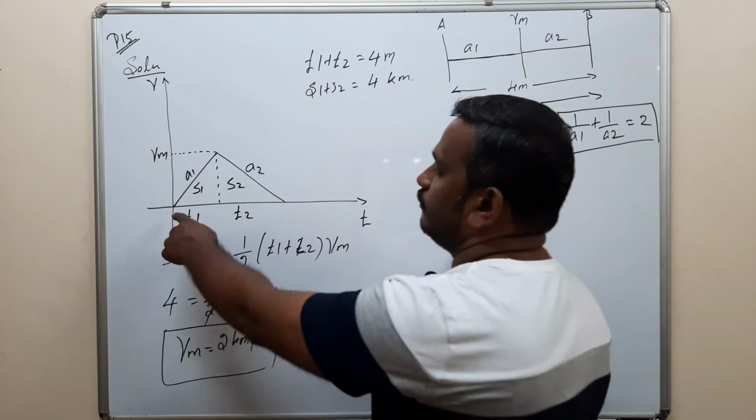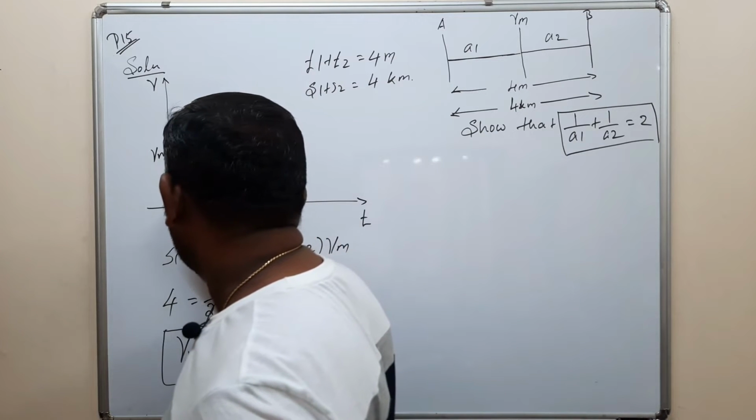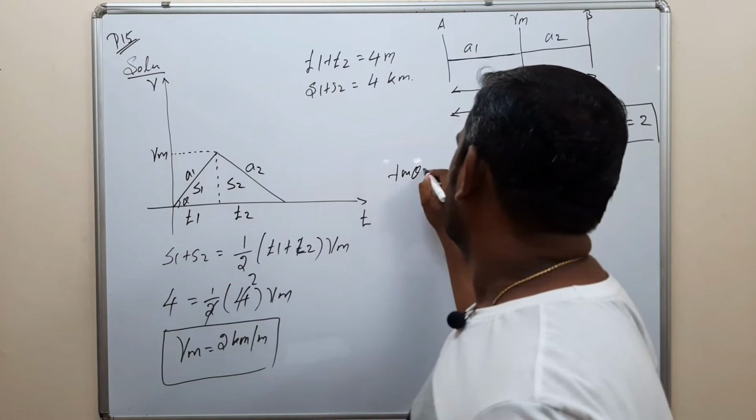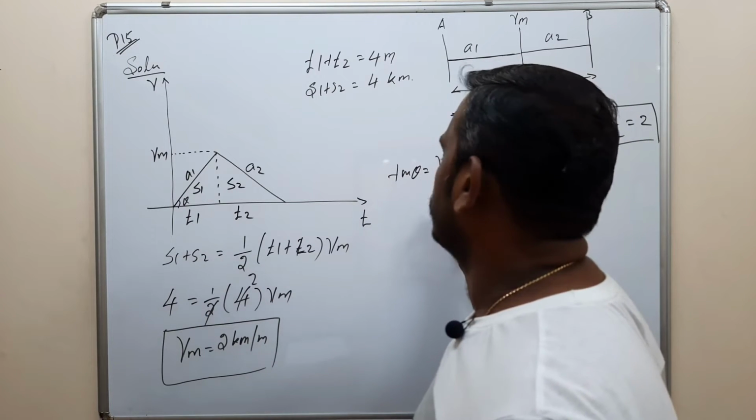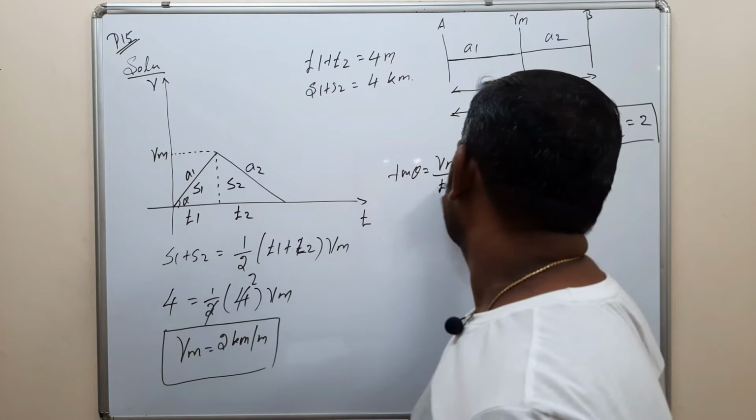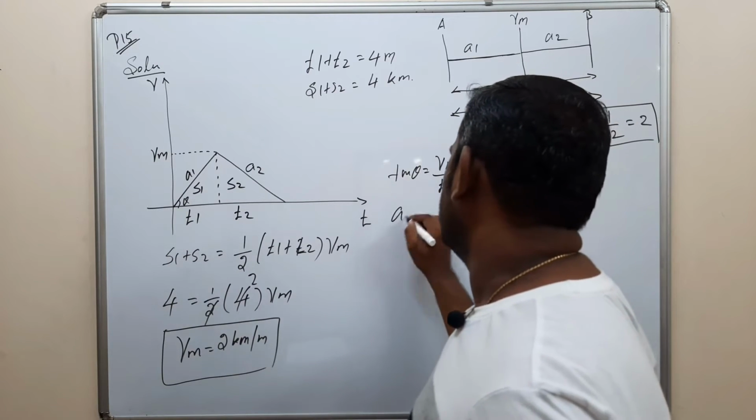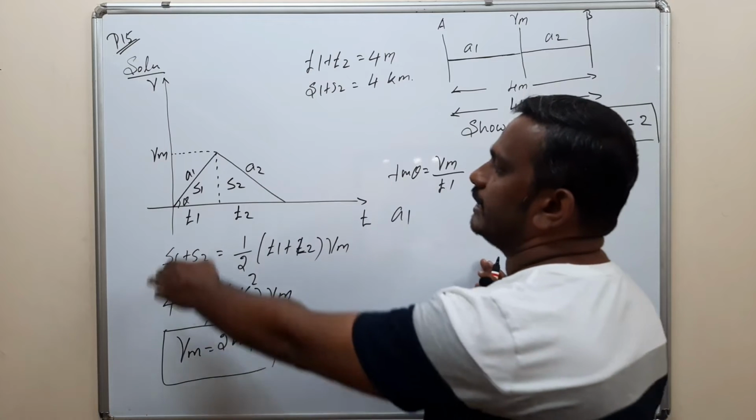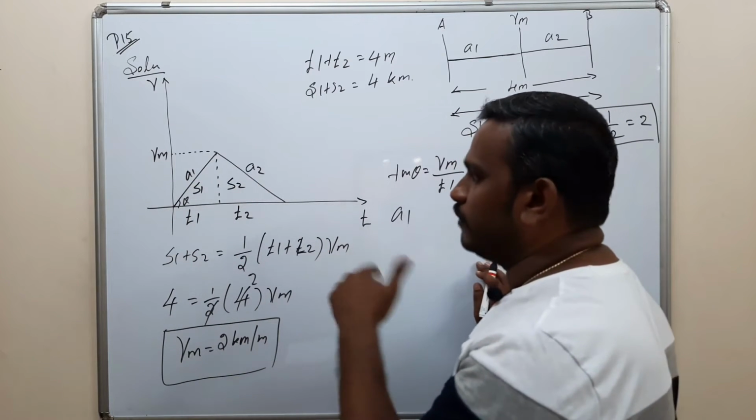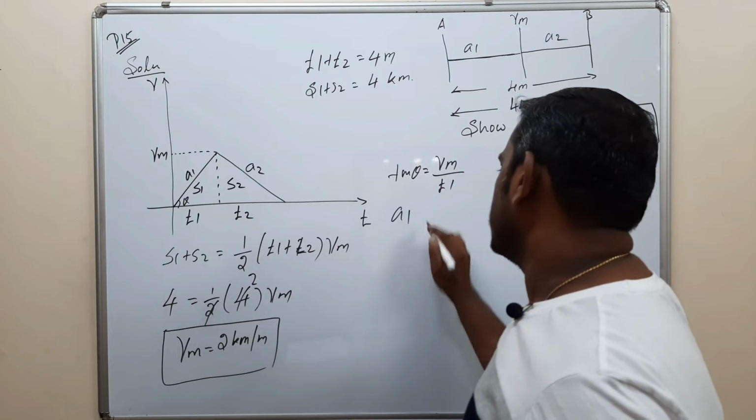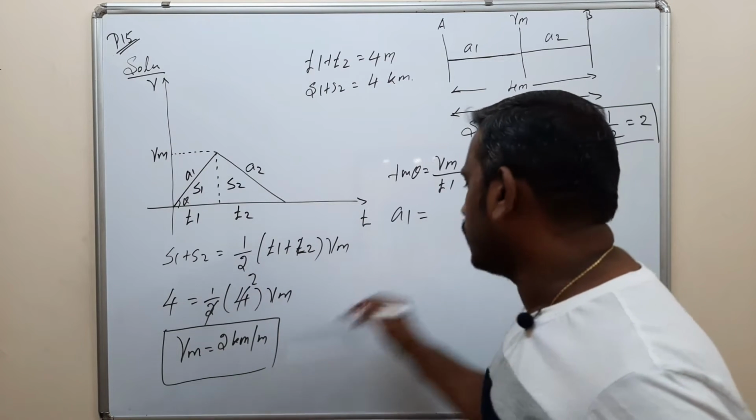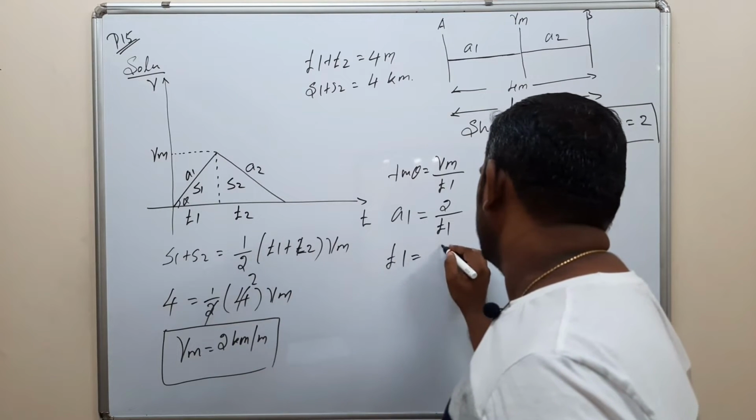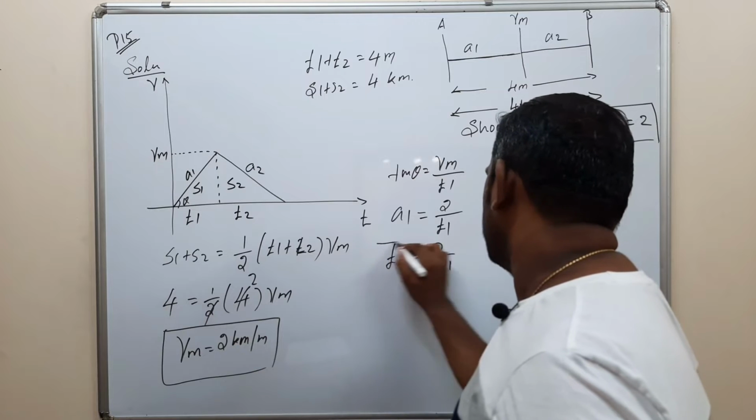Okay, so from the graph, suppose theta is the angle here. So tan theta is equal to perpendicular by base, that is Vm by T1. Tan theta is nothing but the slope of the curve, that is the acceleration. So the slope of the velocity time graph gives the acceleration. So a1 is equal to Vm by T1, that is 2 by T1. So from this T1 is equal to 2 by a1.